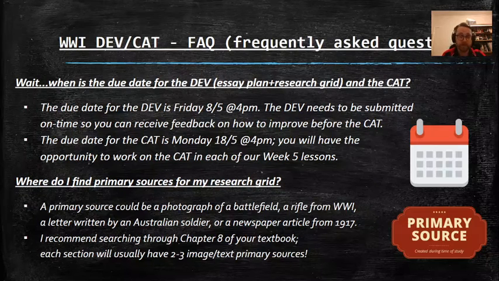What I recommend you do for primary sources is search through your textbook. That big old, heavy, expensive thing that your parents make you carry around. Chapter 8 of your textbook is really good for World War I history, in that every section, every subsection, so 8.1, 8.2, 8.3, will usually have at least 2 or 3 primary sources. They'll have a picture of Gallipoli, and they'll have, you know, a text primary source from some newspaper clipping in 1917. So I would recommend for primary sources, go to the textbook.